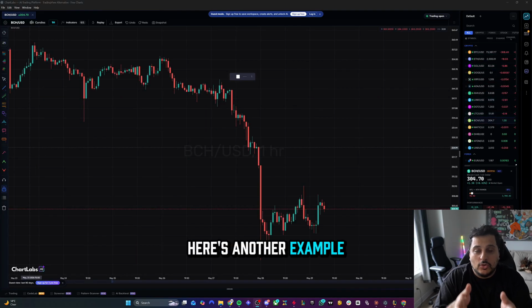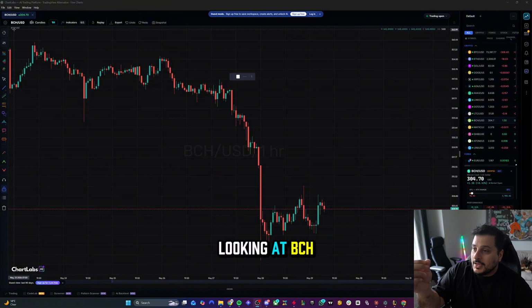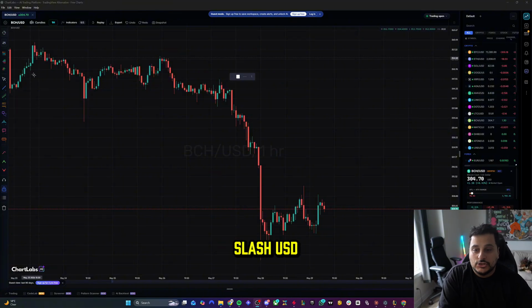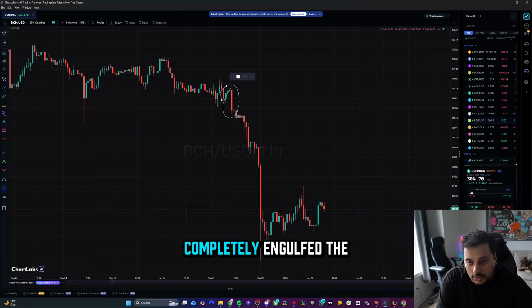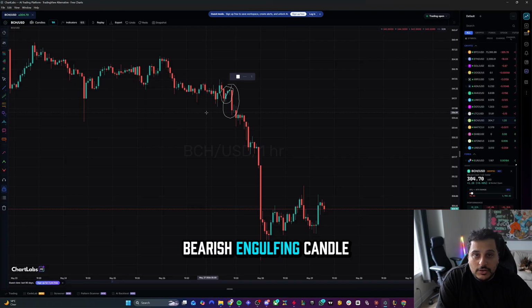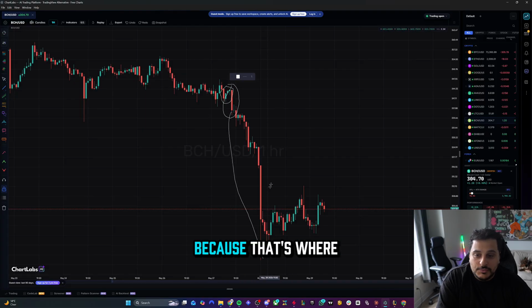According to your strategy. So this pattern is actually very important. Here's another example of a bearish engulfing candle. This time we're looking at BCH/USD. This is a crypto pair, but we can see over here again, if we click the brush tool, look at this here. This big red candle completely engulfs the last three green candles. This is a bearish engulfing candle, and just look what happened after that, right? The price tanked downwards because that's where the sellers took control of that market.